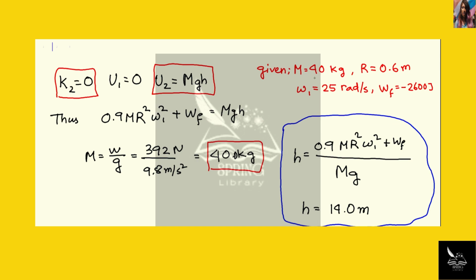We're given all the values like mass, radius, omega 1, or angular velocity, and the other form of work done, which is the work done due to friction. If we plug in all those, and remember there's a negative sign, so this will be negative while putting this in, we get the height as 14 meters.